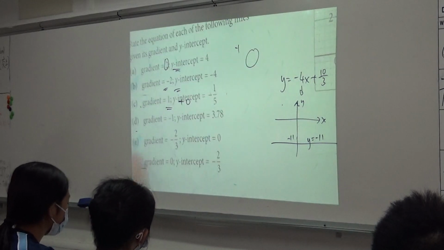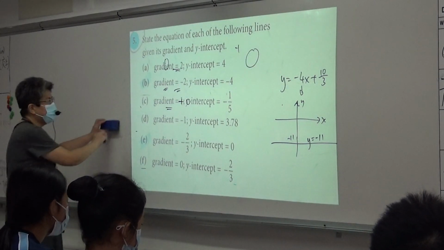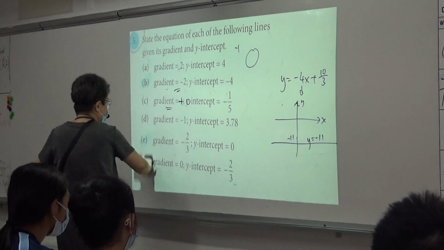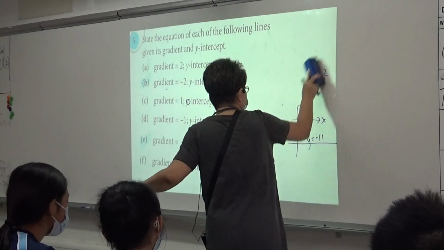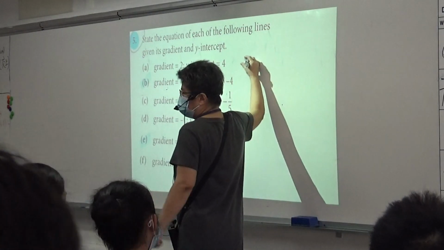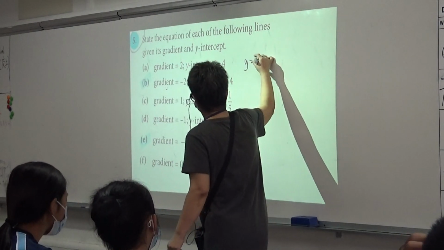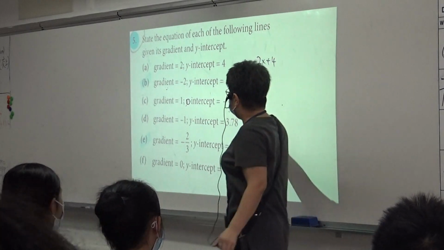Okay. Number 5 is the other way around. They give you the gradient and the y-intercept. You are supposed to write down the what? Equation. Very good. Okay. Now, first one is easy. Tell me the answer. Y equals to 2x plus 4. Everybody okay? What about next one?